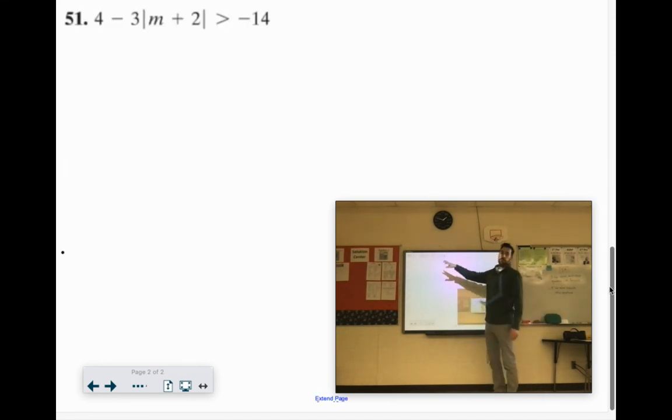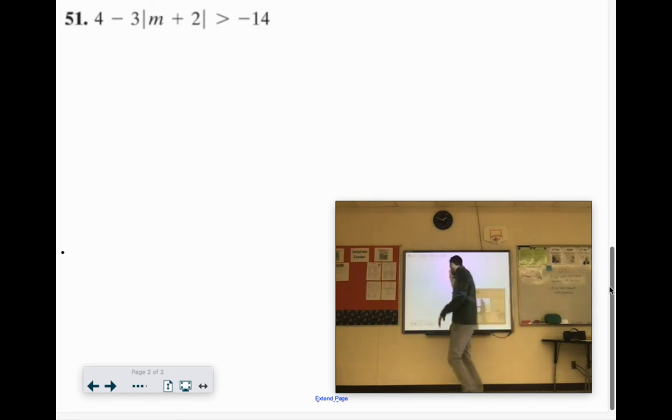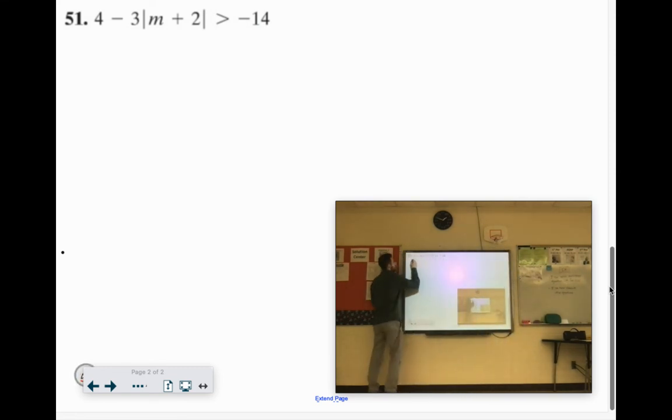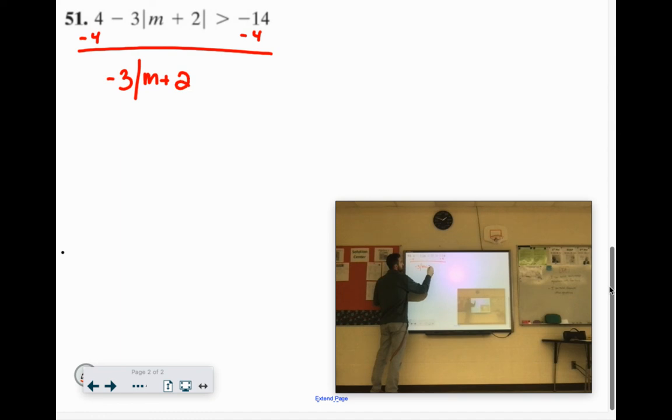Now, number 51 is initially showing that it is greater than, maybe, but remember we have to isolate those absolute value symbols first. So first we would subtract that 4 to get rid of that. Which will give us negative 3 times the absolute value of m plus 2 is greater than negative 18. And then we have to get rid of that negative 3 in front. It's being multiplied, so we'll divide it.